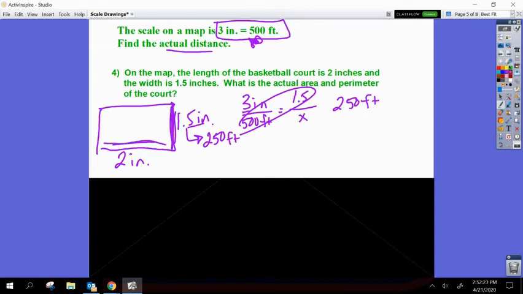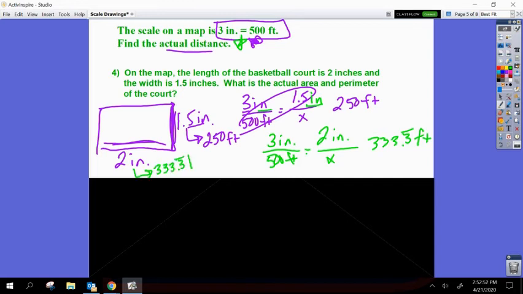We'll set up again. I'll do a different color so you can see it. We still use the same scale, which is up here. 3 inches equals 500 feet. We could put it in the same spot if we want to be consistent, 500 feet. And this time it's 2 inches being consistent. We label in both instances, inches, inches, inches, inches. We cross multiply and we divide. In this case, we get 333.3 repeating feet. This is actually 333.3 repeating feet.